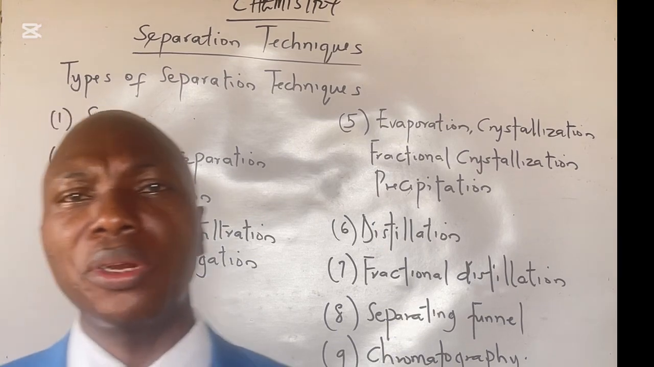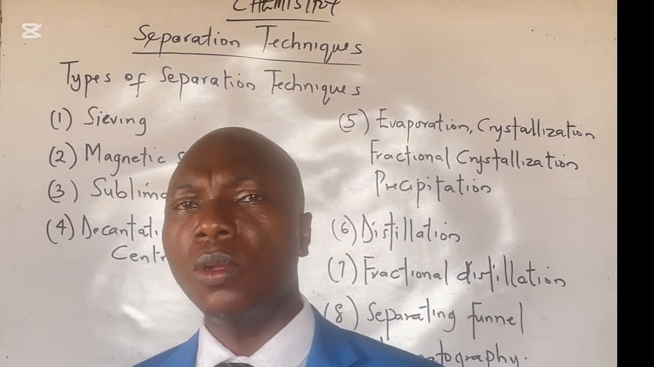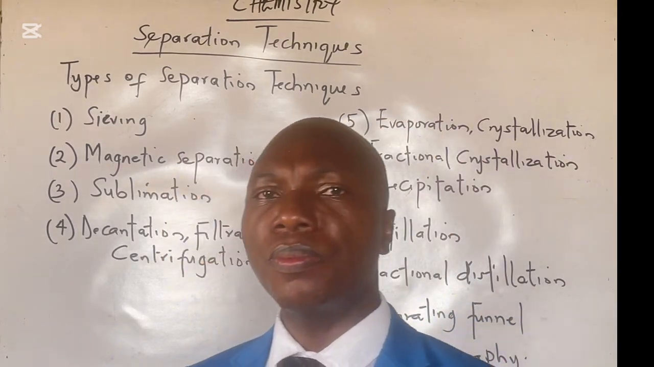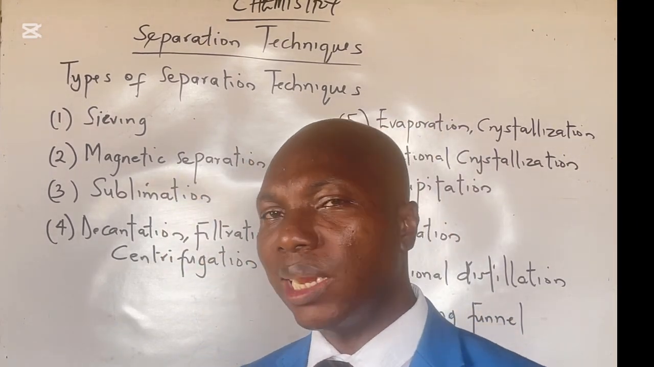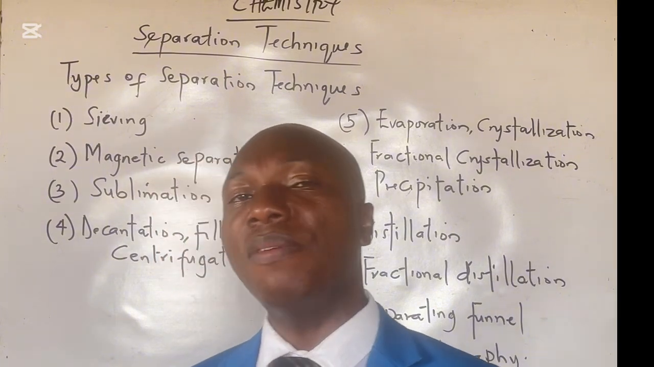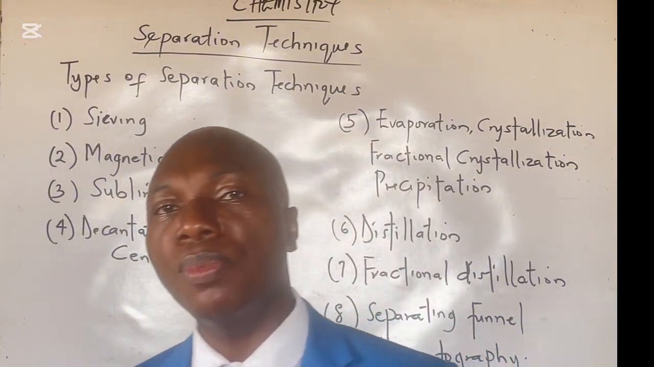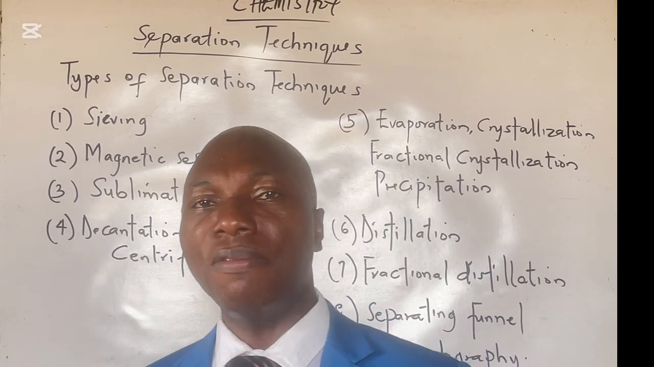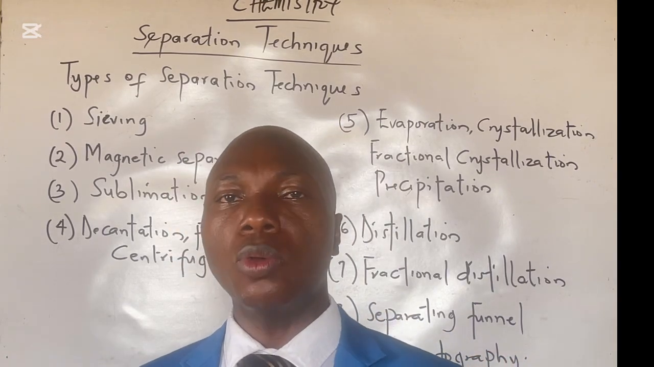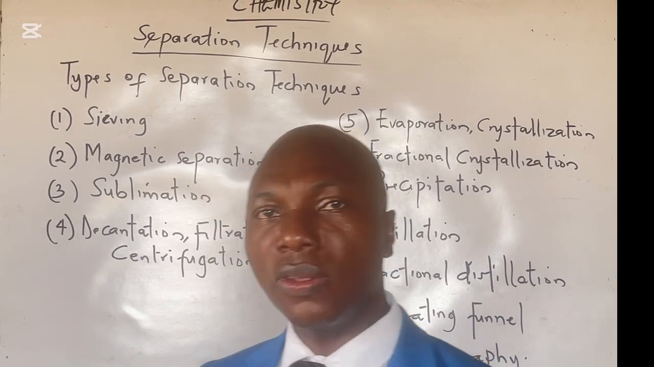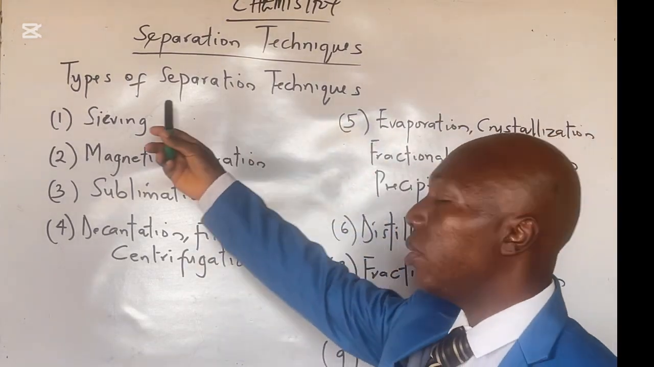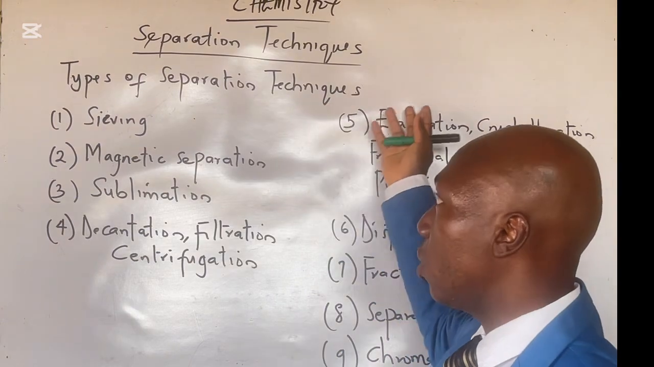Our class on chemistry. I want to continue our introduction to chemistry on mixtures and how to separate them. We define mixtures as constituents of two or more substances that can be separated by physical methods or physical means. And we want to consider them one after the other. So we want to look at these separation techniques and the types of separation techniques.